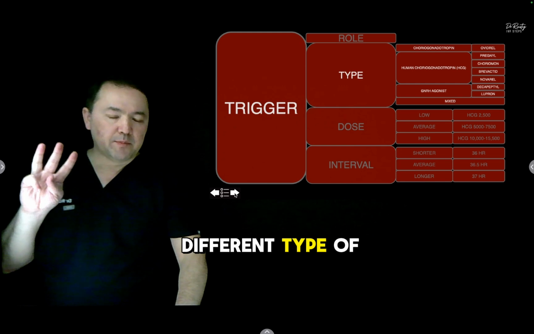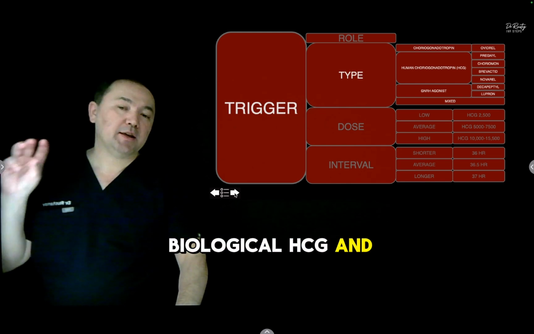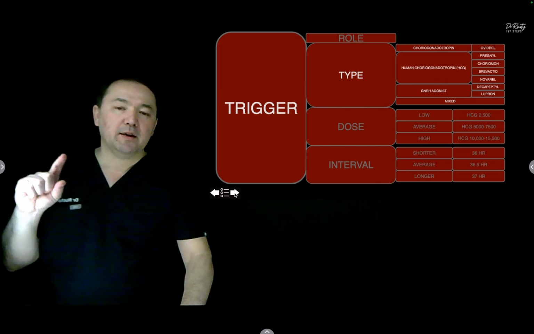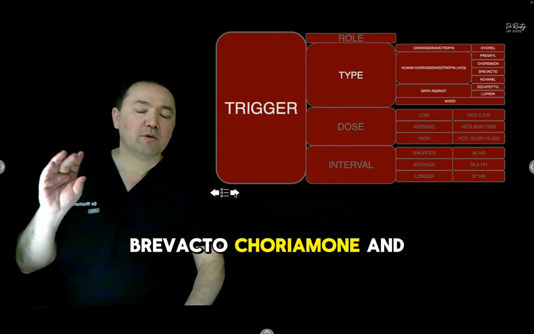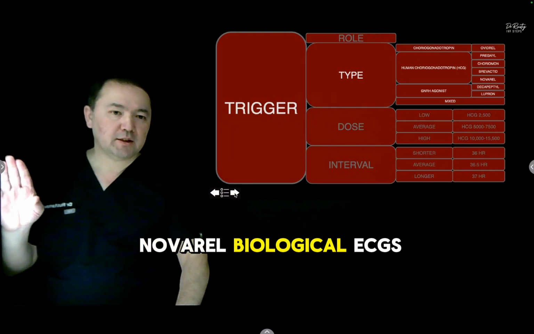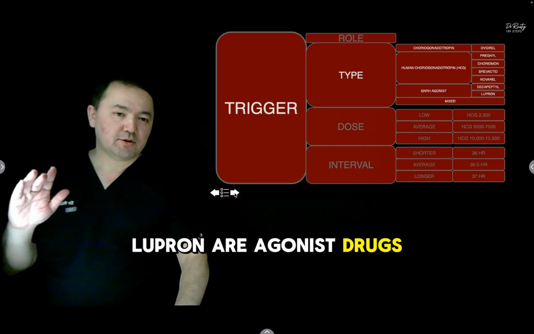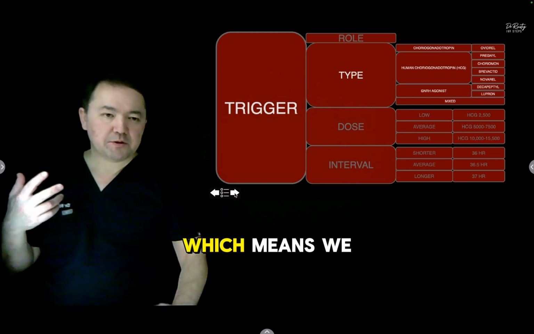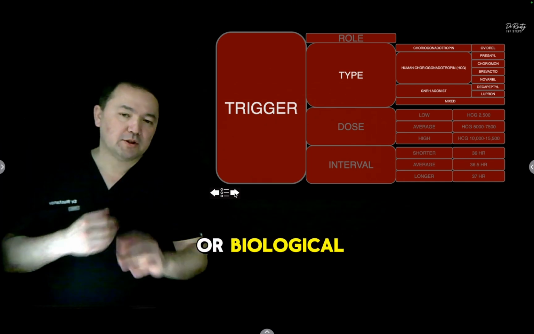There are three different types of triggers: artificial HCG, biological HCG, and agonist triggers. Ovidrel is artificial HCG. Pregnyl, Brevactid, Choriomon, and Novarel are biological HCGs. Decapeptyl and Lupron are agonist drugs. We can also use a mixed trigger, which means we can combine an agonist drug with an artificial or biological trigger.